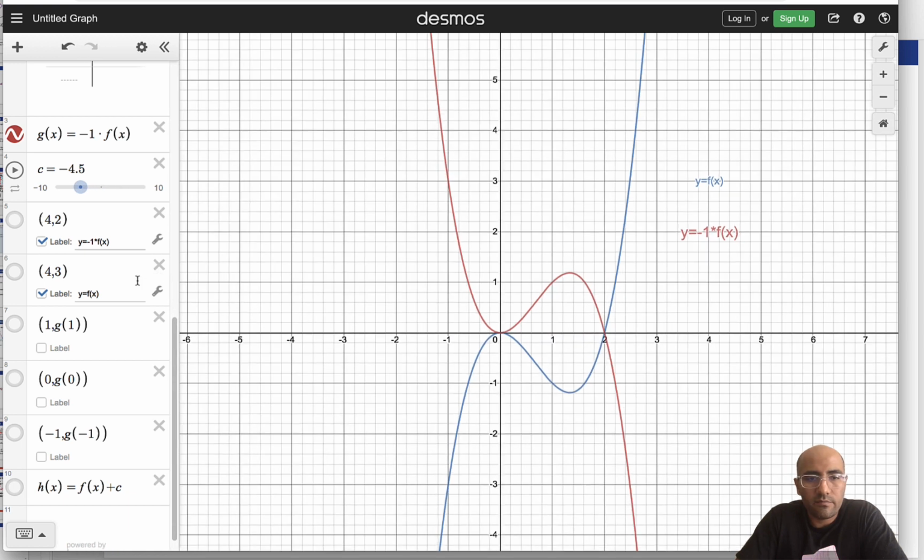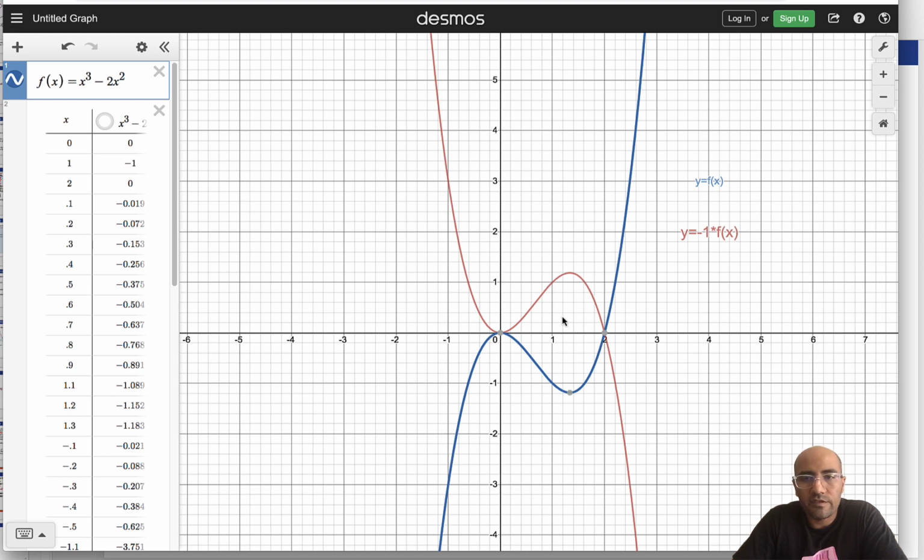It's a reflection about the x-axis, a mirror image about the x-axis. All previously positive answers in the original function become negative. All previously negative answers under the original function become positive, and so on and so forth for these various sections. Okay, good. So having this minus 1 becomes a reflection about the x-axis for any function.